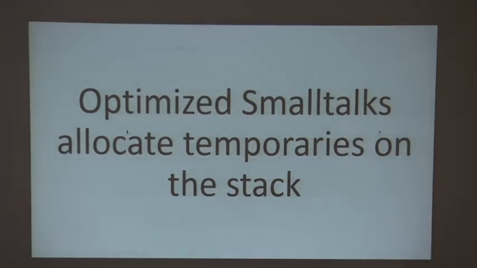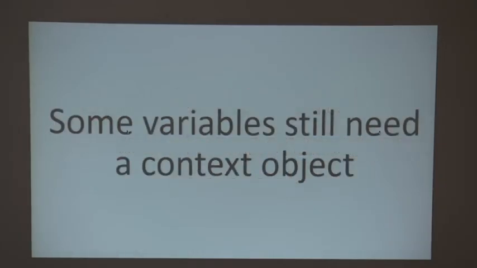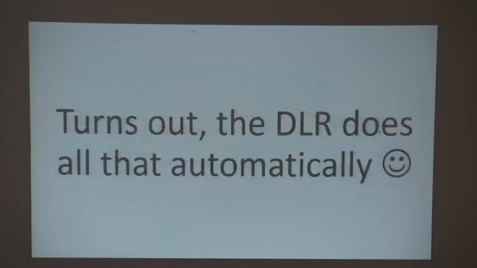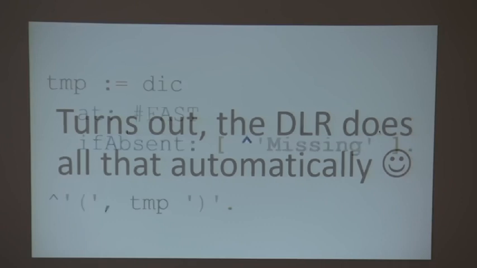This is what the Coq VM does. Some variables still need a context object. So the trick is to figure out which variables go on the stack and which need to go on the heap in a context object. And this context object can be an array or anything. Array is the simplest thing. So it turns out the DLR does that automatically. It was nothing to write there, not one single line.